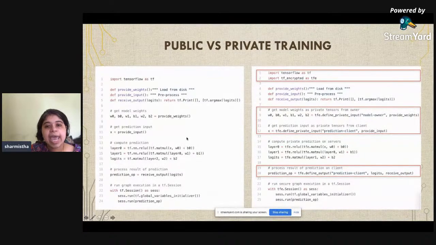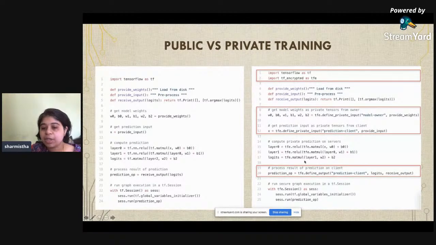Have a careful look at it. And then what is the difference when we do private training? Here we have to, of course, import the TensorFlow Encrypted package. When we talk about TensorFlow Encrypted, think of this as federated learning. There will be one model owner who trains the model based on the data it has received from other participants. It gets the weights from the different model participants, defines the prediction client, gets the prediction input as a private tensor, and then gets the private input and trains it.